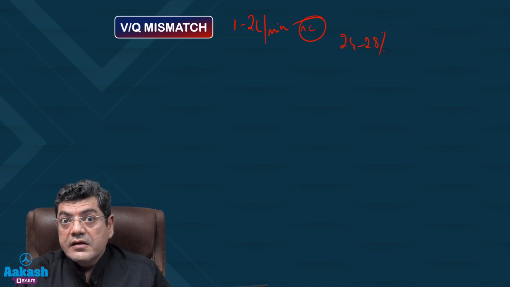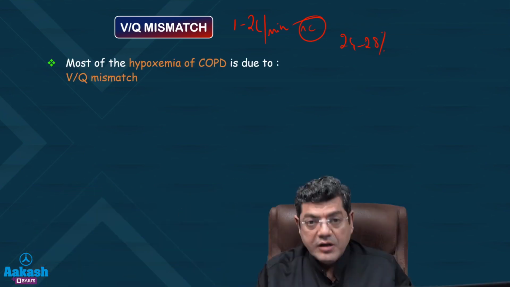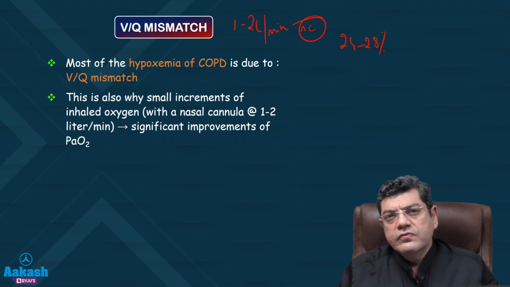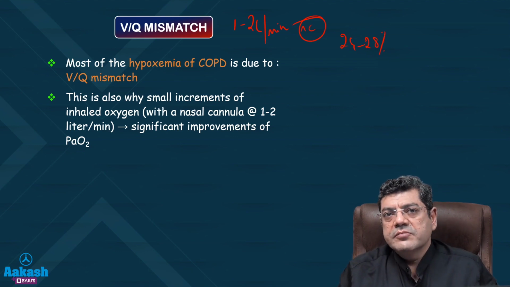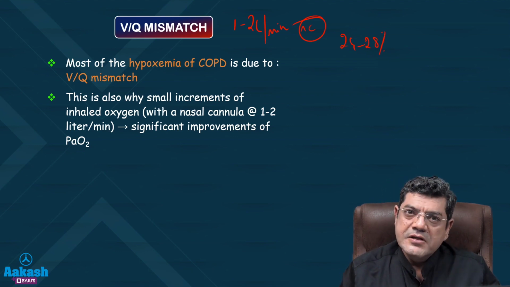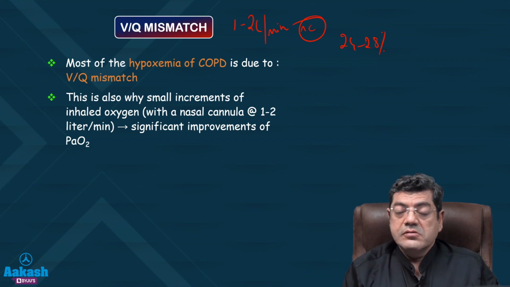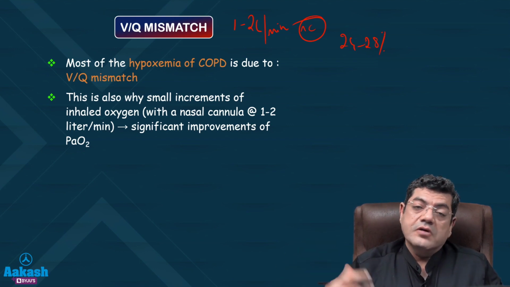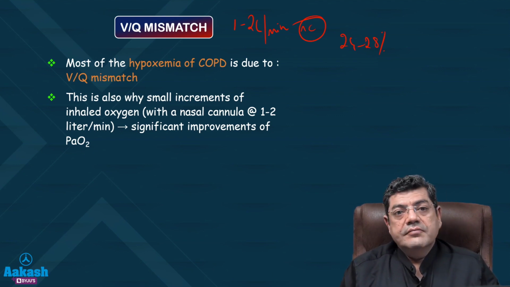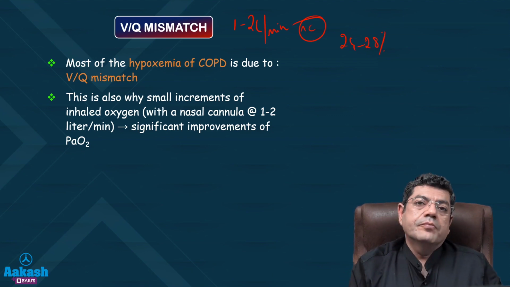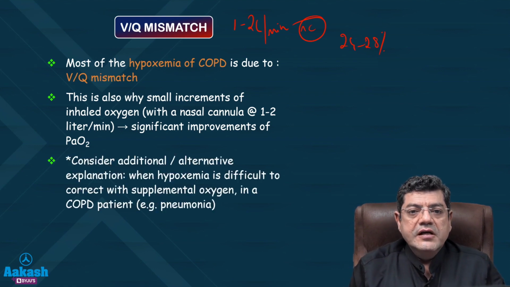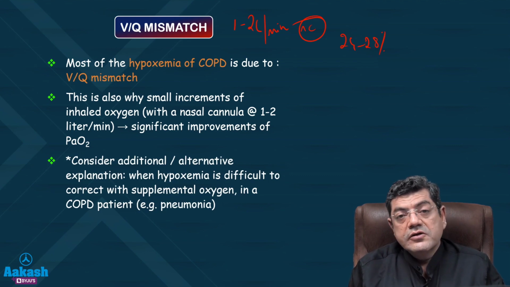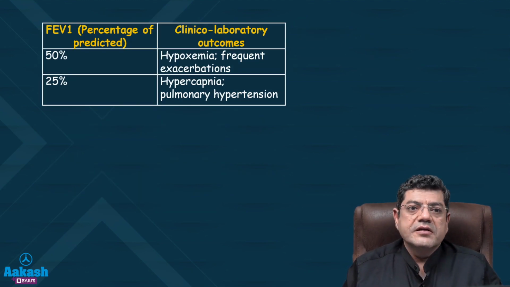When a COPD patient does not respond to low flow oxygen, the hypoxemia fails to respond, you have to look for a possible shunt physiology. Your patient might have a collapse, your patient might have something else also. Your patient might have a pneumothorax, right? So that's the importance of knowing what causes the hypoxemia in COPD patients. So when hypoxemia is difficult to correct with supplemental oxygen, you consider an additional or alternative explanation.